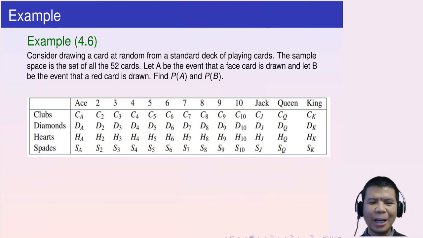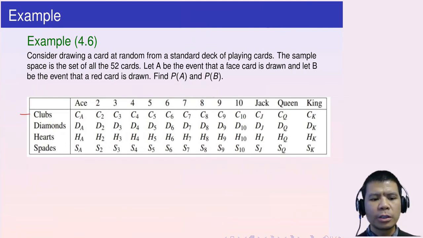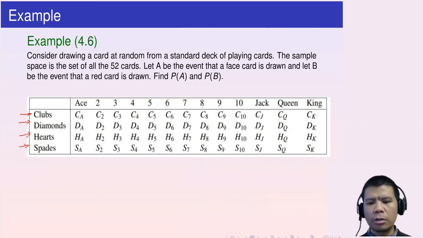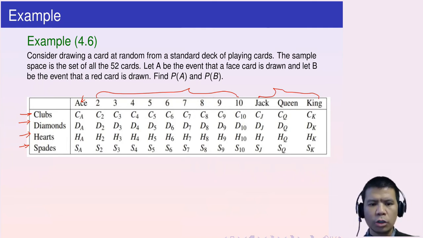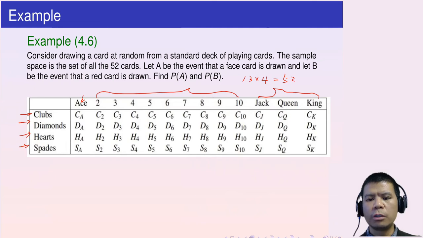Here is a table consisting of all the cards in the standard deck. There are four suits: clubs, diamonds, hearts, and spades. In each suit, there are 13 cards. There's one ace, the number cards 2 to 10, and the face cards, jack, queen, and king. In total, we have 13 for each suit. So the total number of cards is 13 times 4, which is 52. That's why we have 52 cards here.